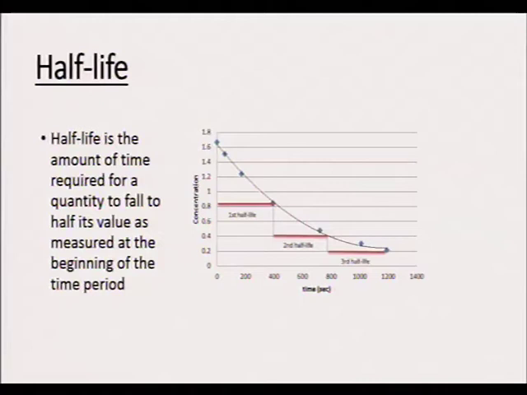And the last one that we normally calculate is the half-life. Half-life is defined as the amount of time required for a quantity to halve its value as measured at the beginning of the time period. When you have an amount, let's say two particles, and the time it takes, because we are talking of a decay, for it to be half of it remaining, the other half disintegrates or breaks down, then that time for it to divide into half is what we call the half-life.